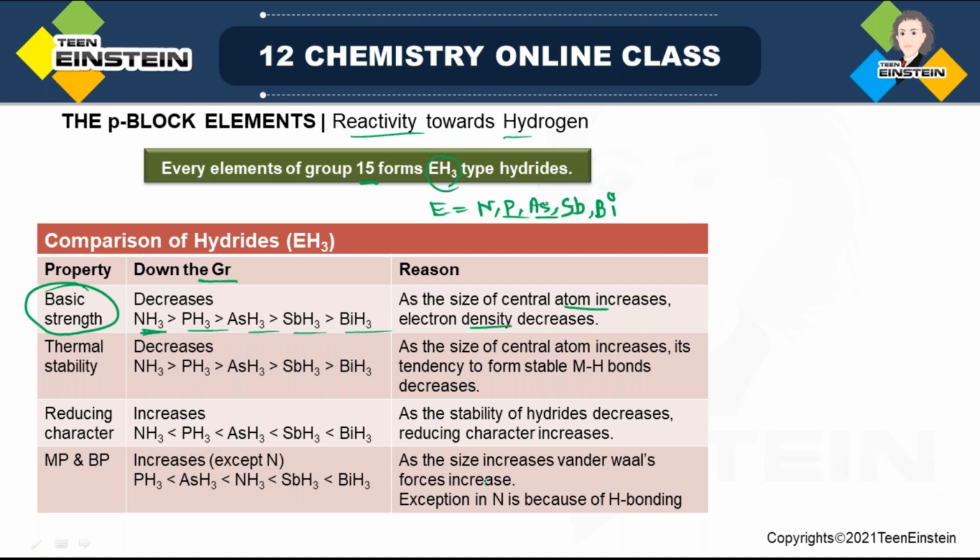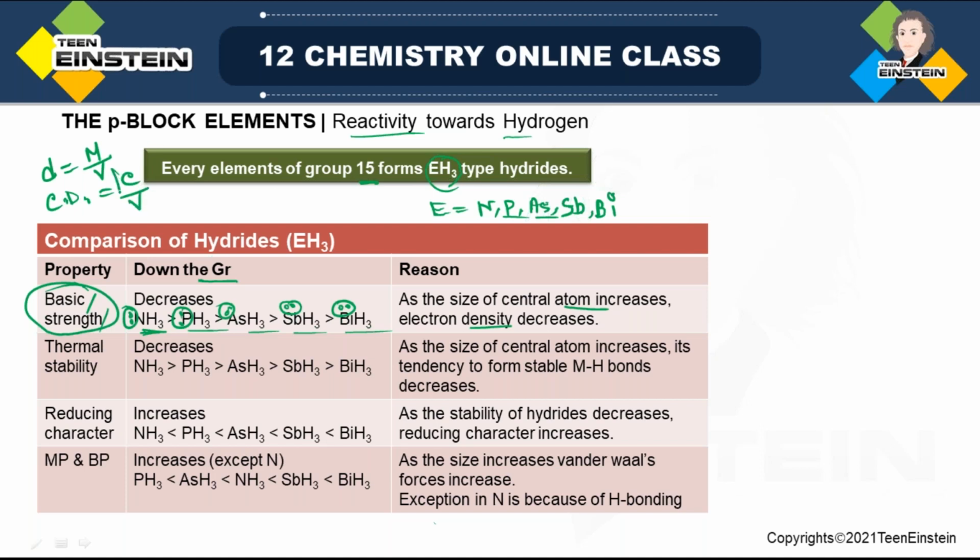Electron density means what? When we are talking about basic strength, it is basically this lone pair donation tendency. Now this lone pair, it is the same for all, that is all are carrying one lone pair. That means the number of electrons is the same, but size is increasing. That means volume is increasing. So charge density, it is just like density. What we know, density is mass by volume, right? So when we are talking about charge density, it will be charge by volume.